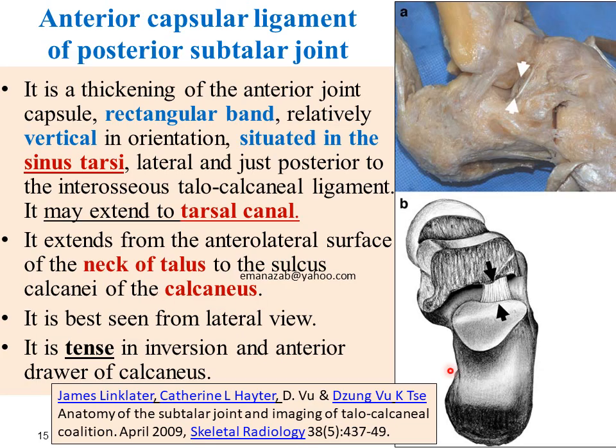This is dorsal view of calcaneus, and this is the talus, cut part of talus to demonstrate the sinus tarsi and tarsal canal. This is the rectangular band of anterior capsular ligament from sulcus calcanei to anterolateral surface of neck of talus. It is best seen from lateral view. It resists inversion and the anterior drawer of calcaneus. This is lateral view of the subtalar joint, and this is the anterior capsular ligament, which is best seen from lateral view.